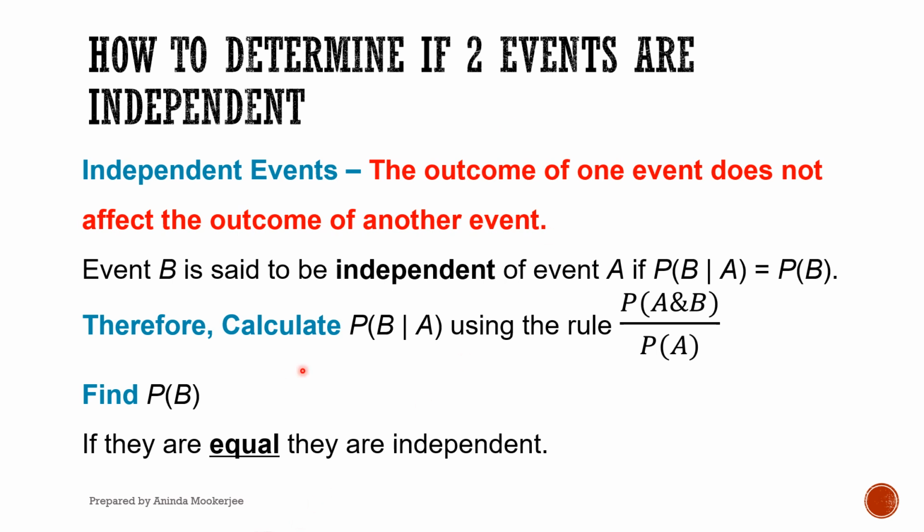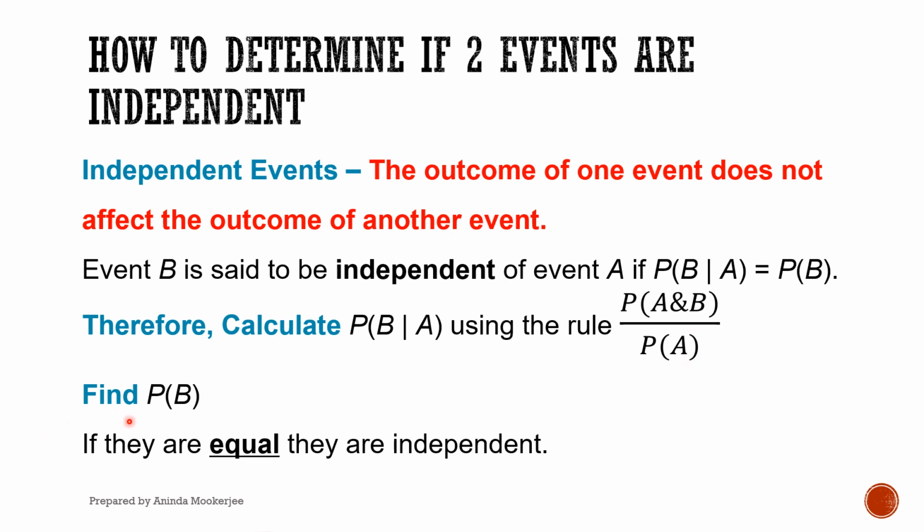How to mathematically determine if two events are independent. Event B is said to be independent of event A if the probability of B given A is equal to the probability of B. Therefore, to determine if A and B are independent events or not, we first have to calculate the probability of B given A, the conditional probability of B happening given that A has occurred. Remember the formula for the conditional probability: it's the probability of A and B divided by the probability of A.